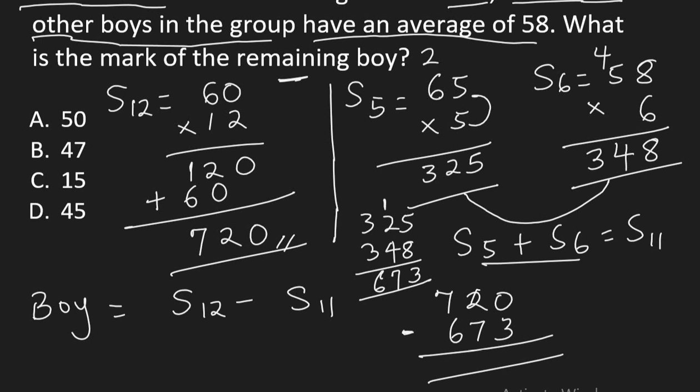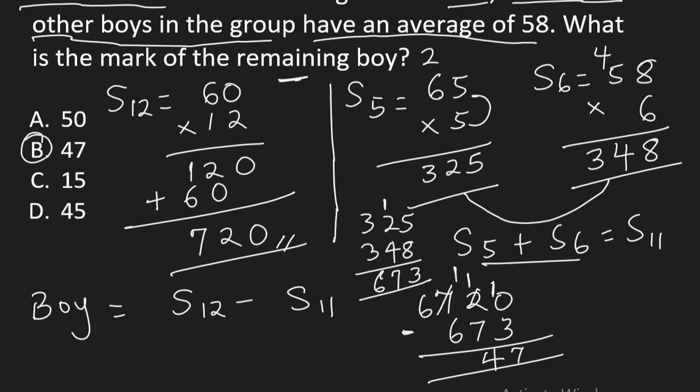just one item, which is the boy. Pick 1 from 2, 2 reduces to 1. Put the 1 here. 10 minus 3 is 7. Borrow 1 from 7, it reduces to 6. Put it here, it is 11. 11 minus 7 is 4. That's 47. The mark of the boy is 47.